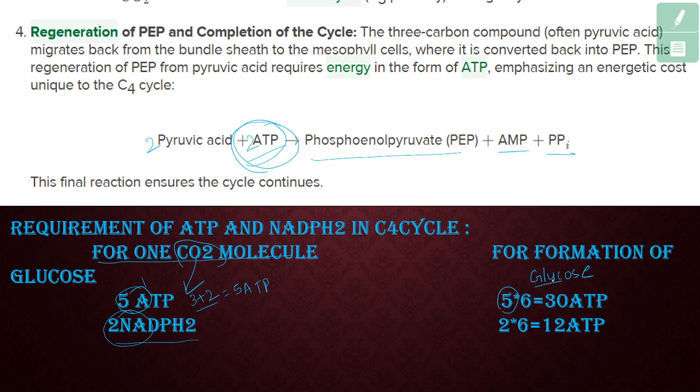5 into glucose contains 6 carbons. So 5 into 6, total 30 ATP are utilized, and 2 into 6, total 12 NADPH are utilized here. So for fixation of 1 carbon dioxide, 5 ATP and 2 NADPH are utilized. For fixation of a glucose molecule, 30 ATP and 12 NADPH are utilized here.